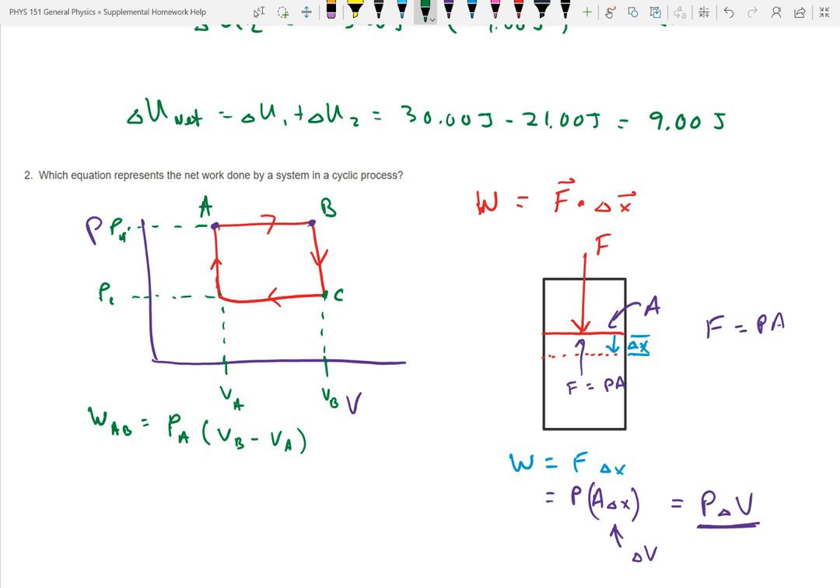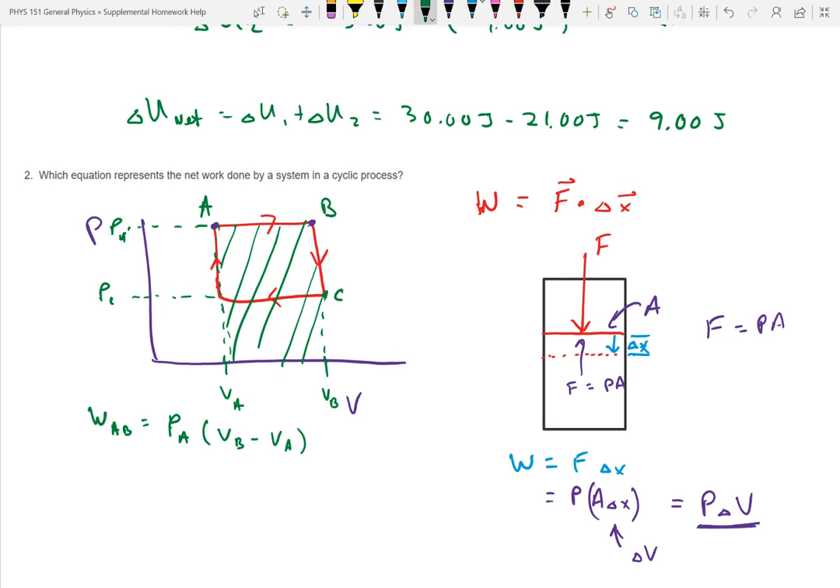Now on that graph, that represents an area of everything under the line, right? Because if you make a rectangle here, the height is pressure A and the width is VB minus VA. So the area under that line is the work. And that's always true. If I have a pressure volume graph, the area under the curve is the work done.